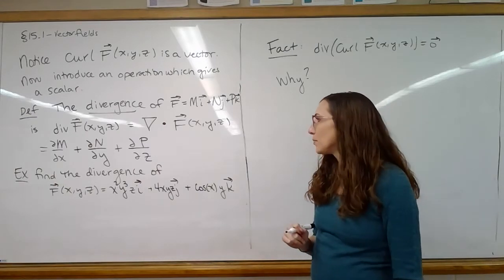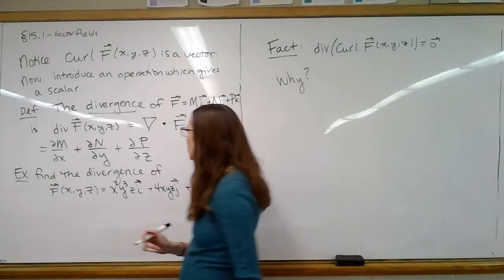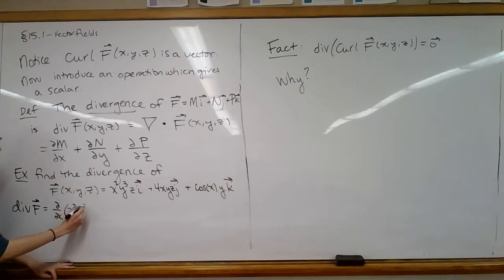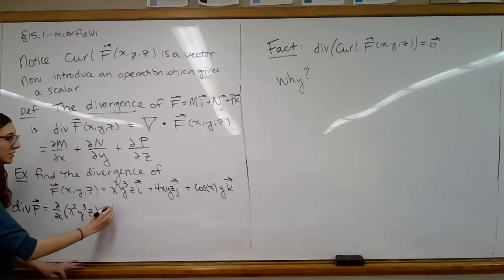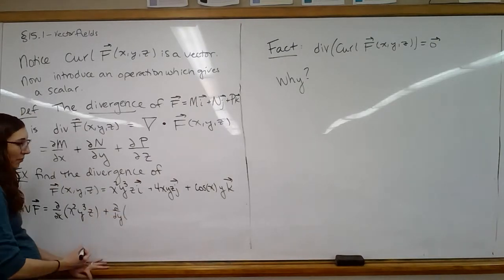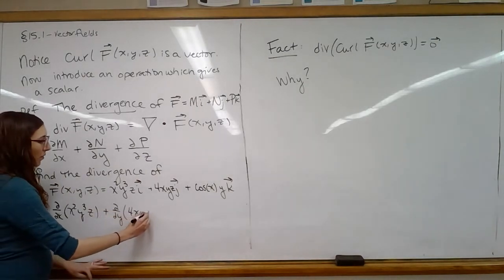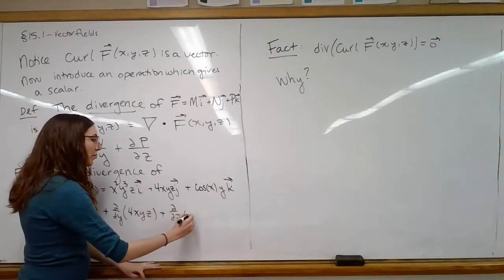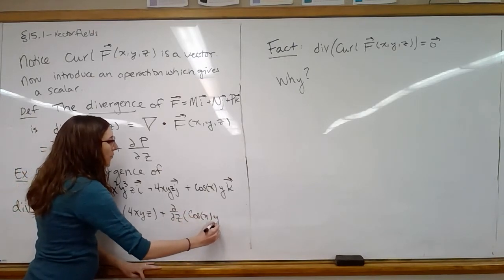So let's find an example. Let's look at the divergence of this function, which is x squared y cubed z i plus 4xyz j plus cosine x times y k. So the divergence of f, we're going to get the partial with respect to x of the first component, which is x squared y cubed z, plus the partial with respect to y of the second component, which is 4xyz, plus the partial with respect to z of the third component, which is cosine of x all times y.